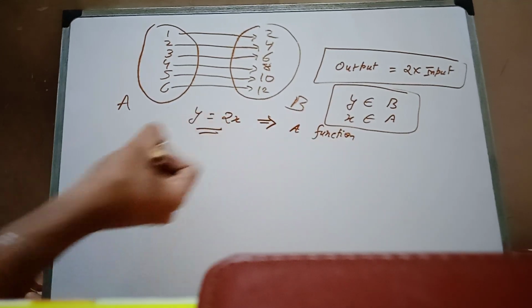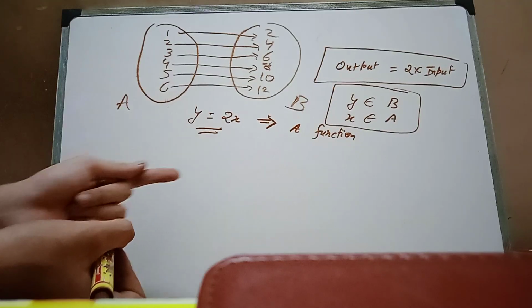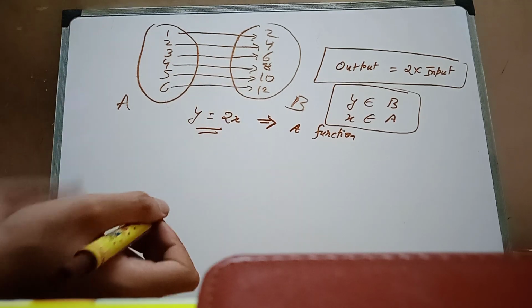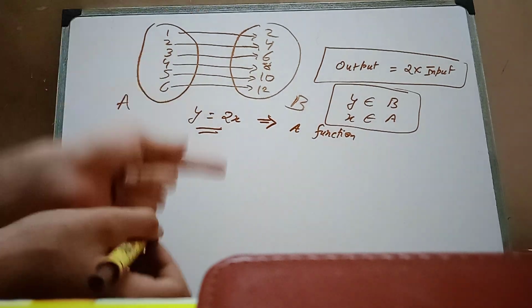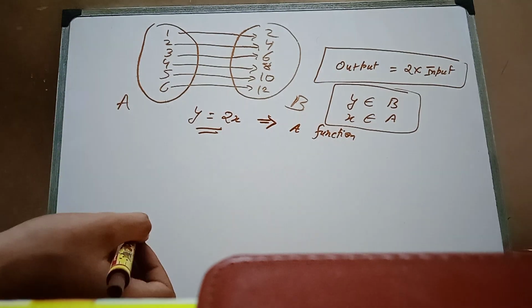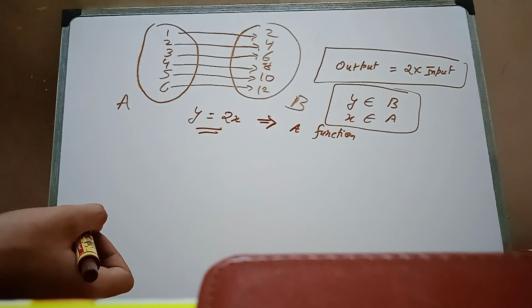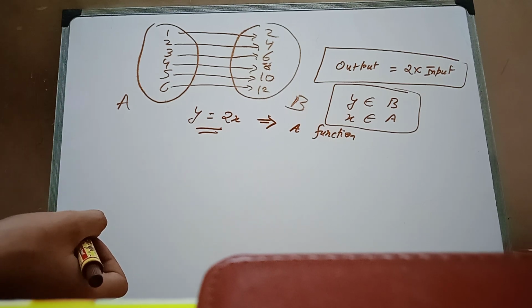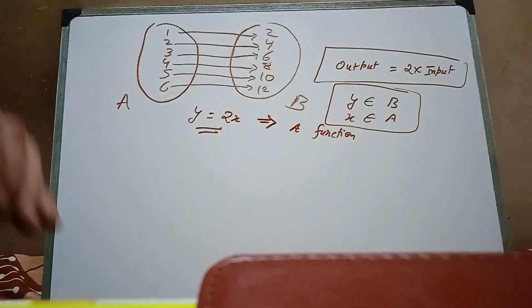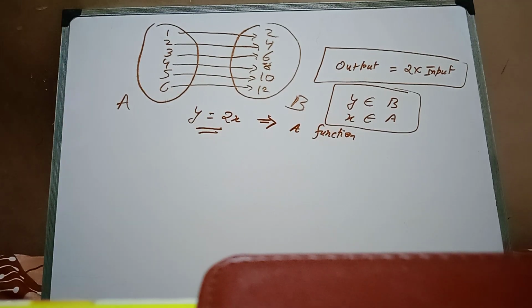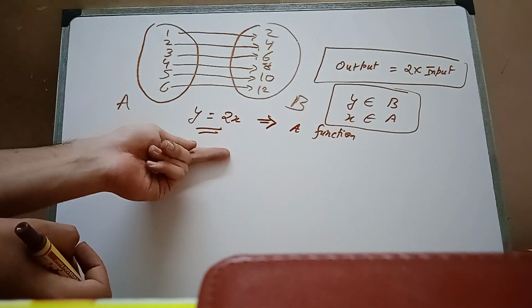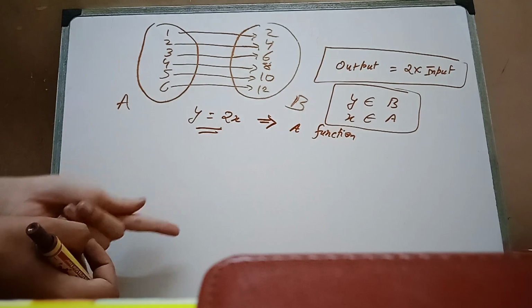This is a function. Yes, y is equal to 2x, where y is the name variable given to all the outputs of set B, and x is the name given to all the inputs in set A. Yes, y is equal to 2x. This is called a function, where you put an input, you get an output. Yes, and the output and input are pre-decided based upon this function. This multiplication by 2 is like a function.